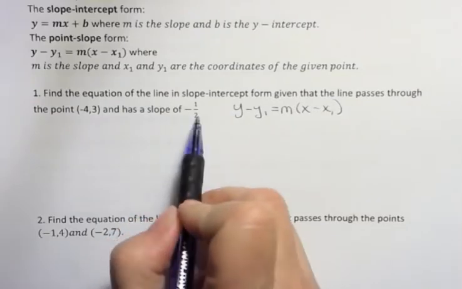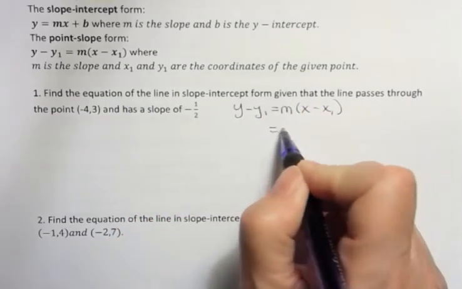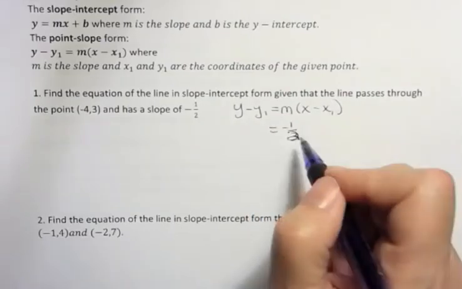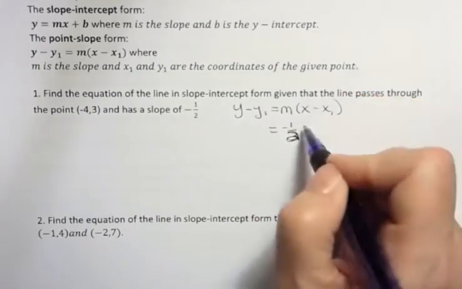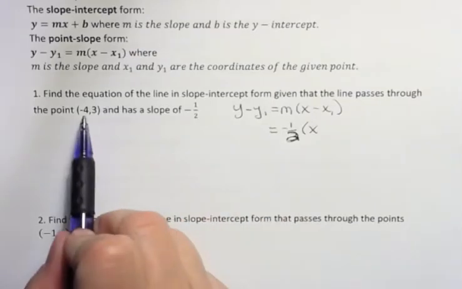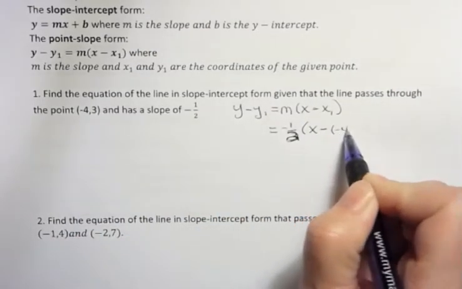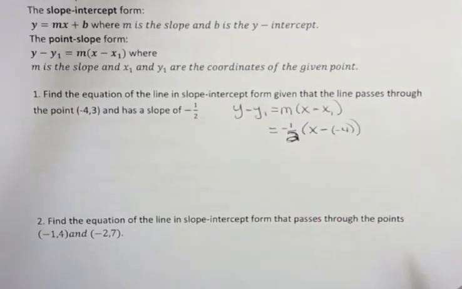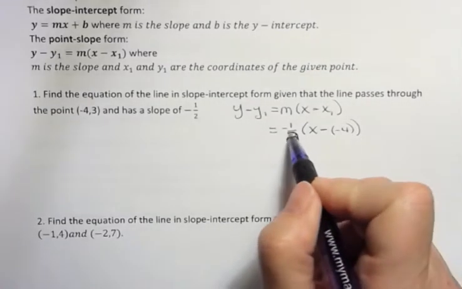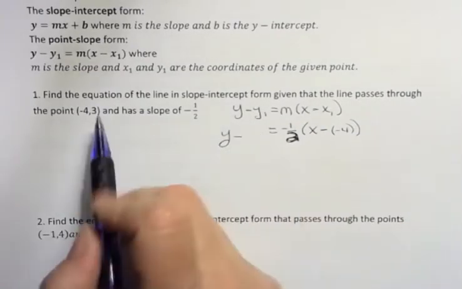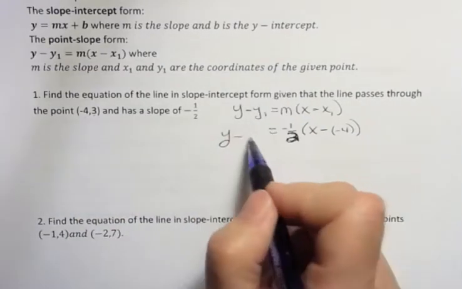So I have a slope of negative 1/2. I know that that is my m. I wrote 1/3, but it's 1/2. And my x-coordinate is negative 4. Notice that this is a minus, so I'm going to say minus negative 4. I can just go ahead and write that as plus 4. You can, but I'm going to do that in the next step. And over here I have y minus my y-coordinate, which is 3.